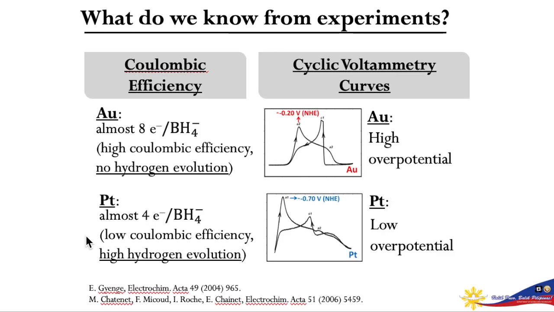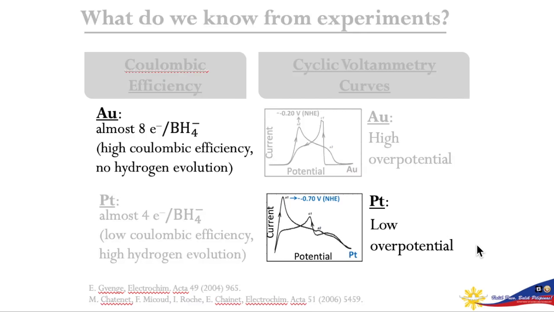Now, in terms of the overpotential requirement for the oxidation of borohydride to occur, it turned out that there is high overpotential requirement for gold, while for the case of platinum, there's only low overpotential. Overpotential is essentially the difference between the thermodynamically determined potential at which the oxidation will occur and the potential at which the oxidation actually occurs experimentally. High overpotential means that there is high energy loss, while low overpotential means that there is low energy loss.